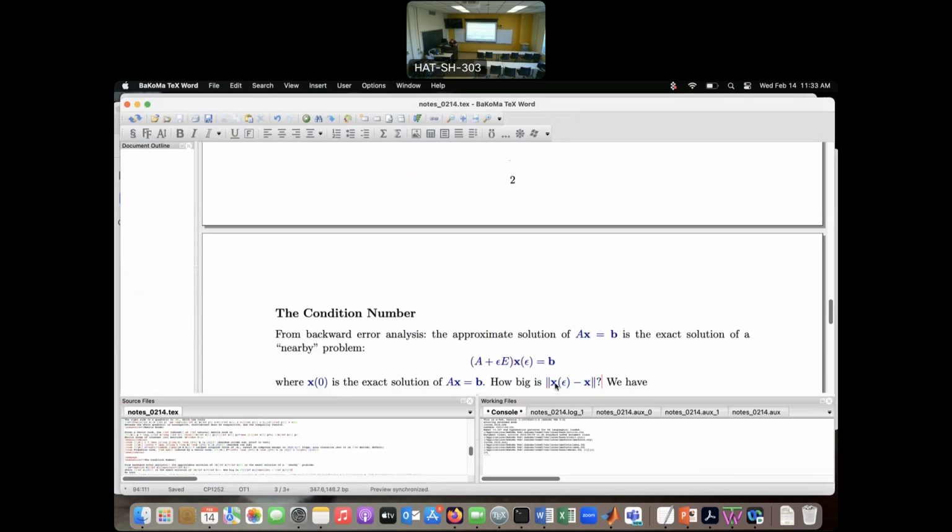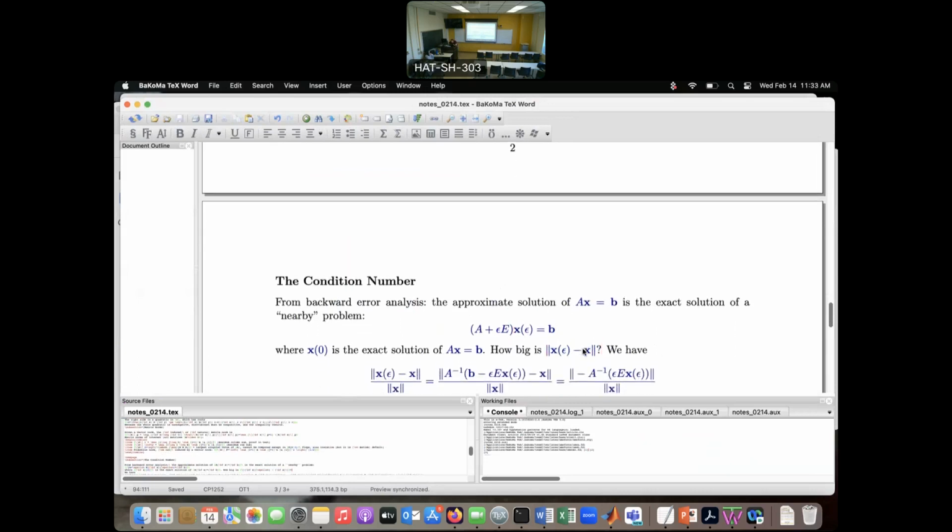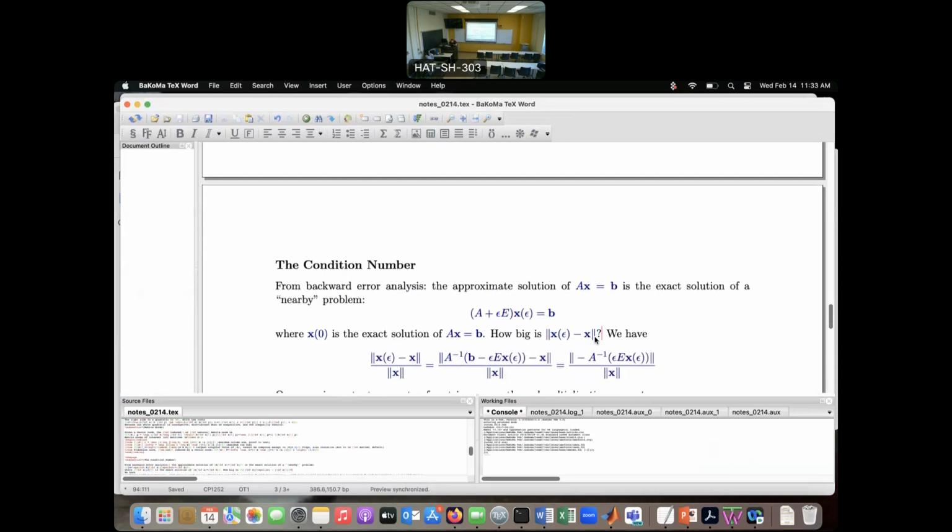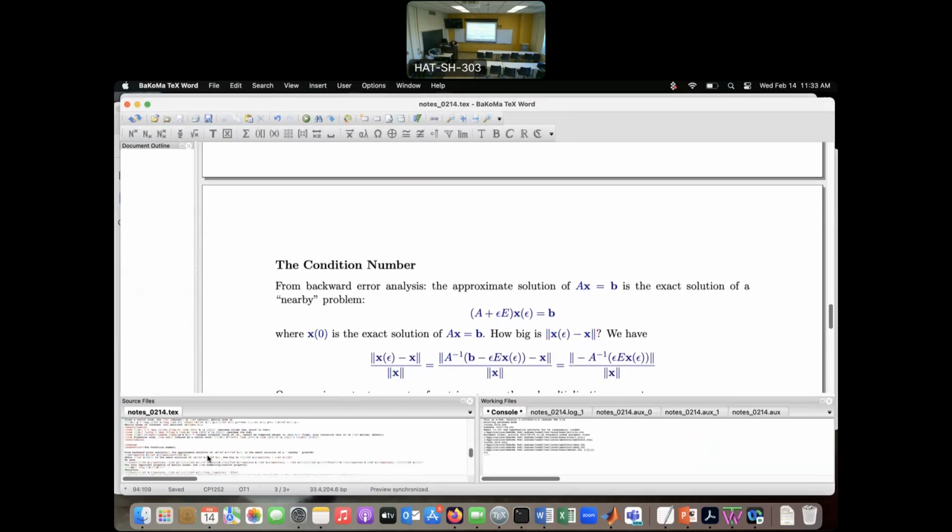This is the error in our computed solution. But what we're actually going to do is look at relative error.